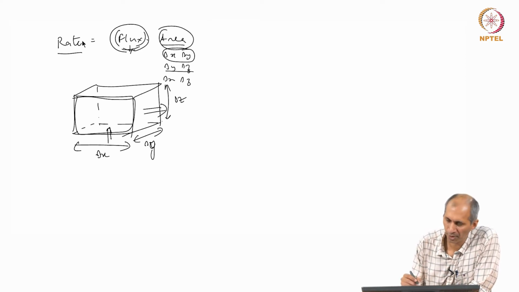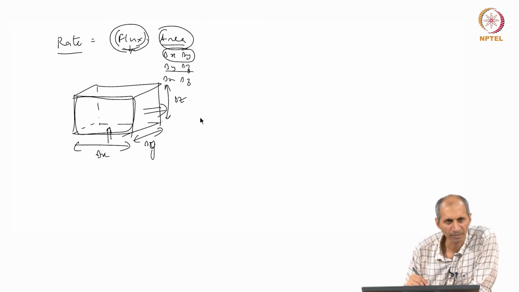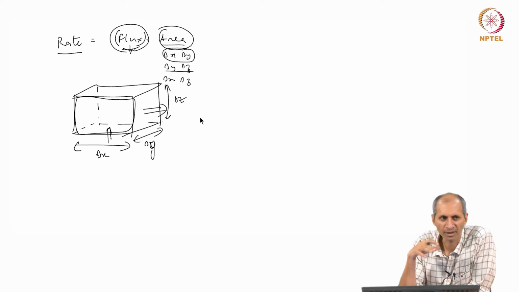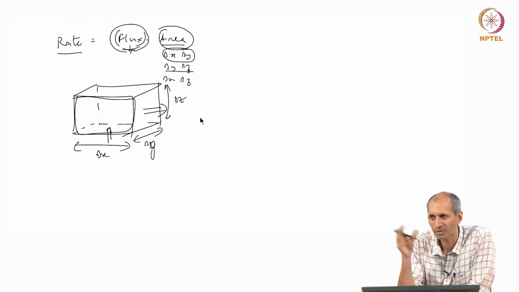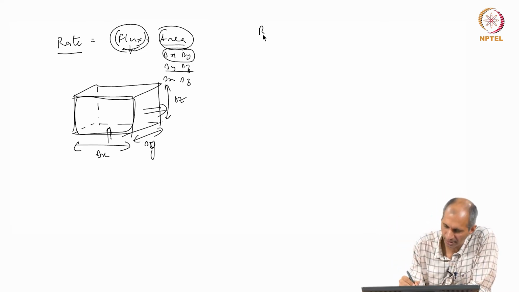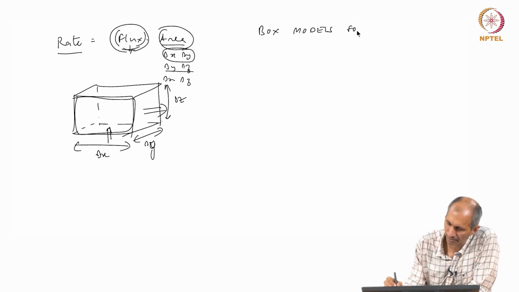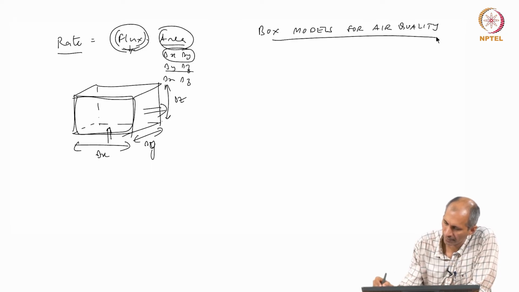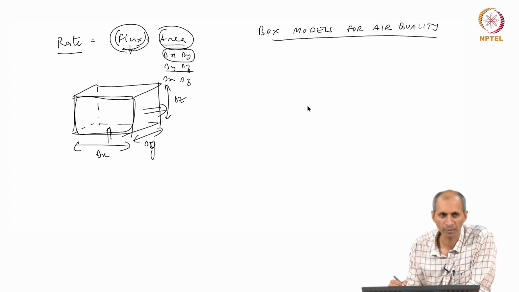Now, this poses a problem when we go from a river kind of system to air. In air, we do not have a physical boundary. The air exists throughout; it is the entire expanse of air. So, if we want to write box models for air quality, it becomes a problem. Still, people do box models for air quality.